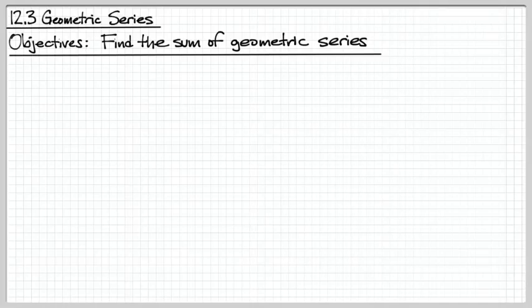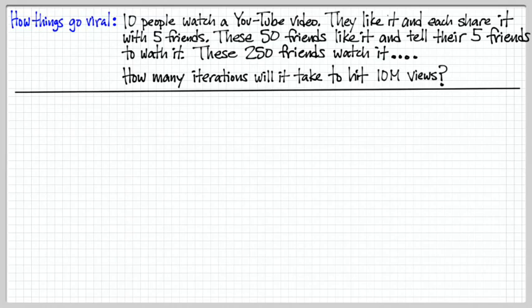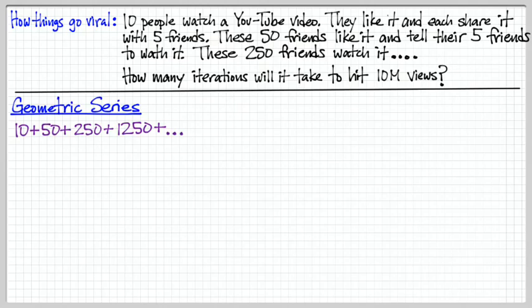Okay, in this lesson we're going to find the sum of a geometric series. So we had this example the other day. Say we have 10 people watching a YouTube video. They like it and they each share it with 5 different friends. So now 50 people have watched it after that, and then these 50 people tell their 5 friends, so that makes 250 friends who are then told to watch it, and so on and so forth. If we keep iterating, how long will it take to hit 10 million views?